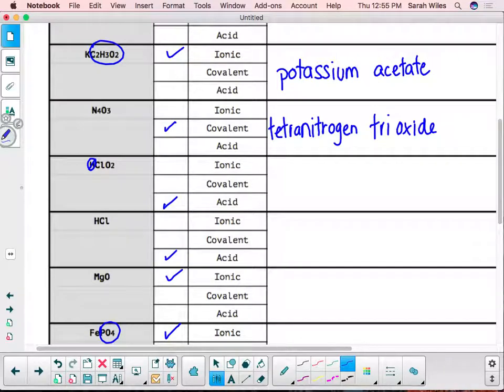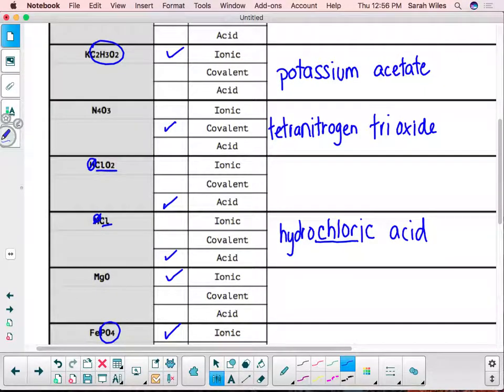If the H is attached to one element, like HCl, then it becomes hydro. Remember, you only use hydro if it's one element. Then you put the root of the element, so that is chlorine, so I'm going to put chlor, and it ends in ic, acid. So for any acid that has just one element attached to it, it's hydro, name the element, ic, acid. Okay?